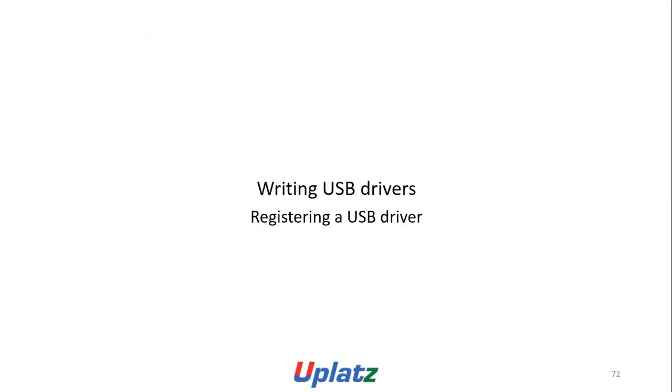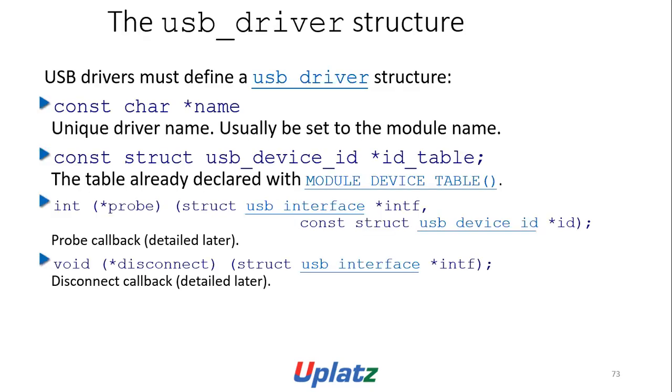Writing a USB driver: the usb_driver structure. USB drivers must define a usb_driver structure. const char *name: unique driver name, usually set to the module name. const struct usb_device_id *id_table: the table already declared with MODULE_DEVICE_TABLE. You need int (*probe)(struct usb_interface *intf, const struct usb_device_id *id), the probe callback, and void (*disconnect)(struct usb_interface *intf), the disconnect callback.